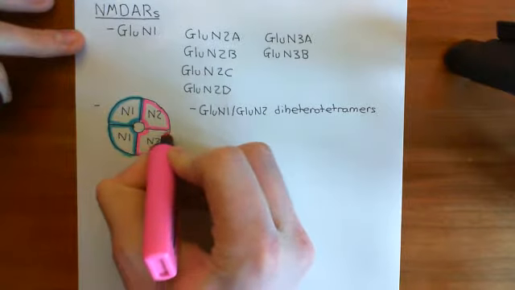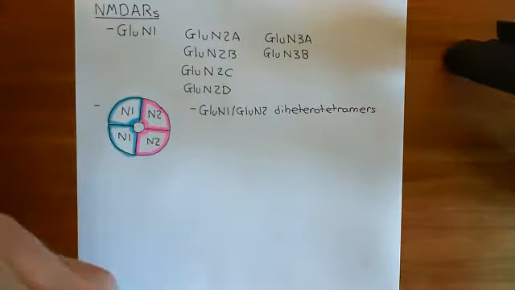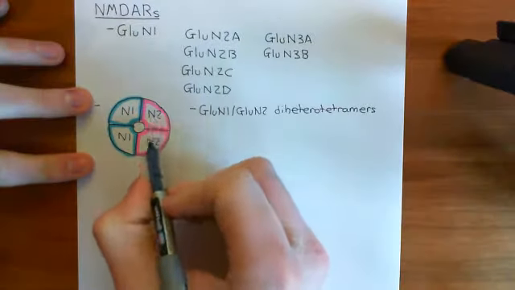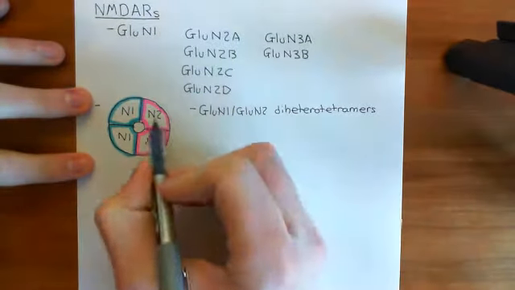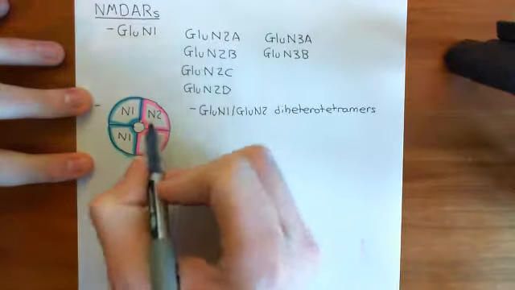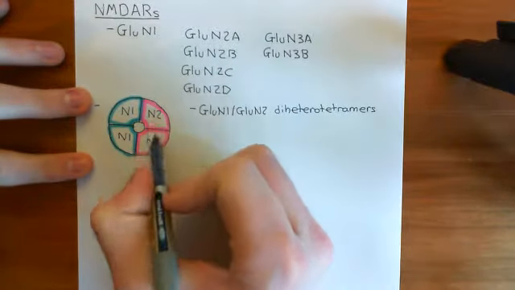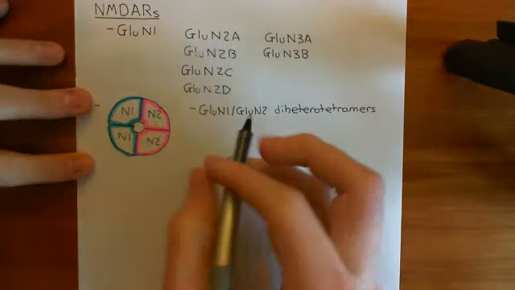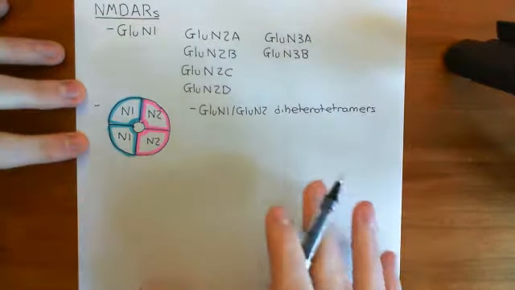Okay, so you can make many different GluN1, GluN2 diheterotetramers. You can make it where there are 2 GluN2As here, where there are 2 GluN2Bs here, where there are 2 GluN2Cs here, and where there are 2 GluN2Ds here. So that's 4 NMDA receptors that we've now discussed that are under this category here.